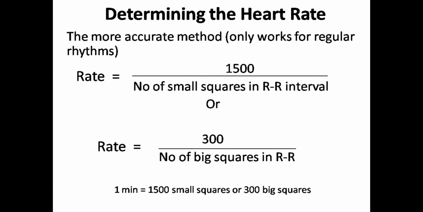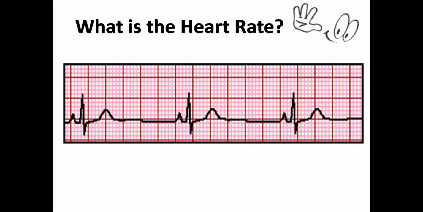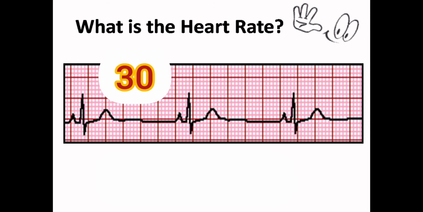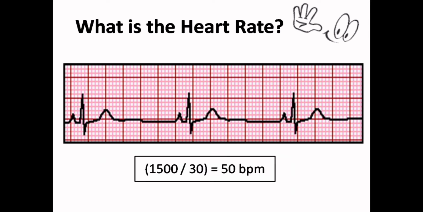So let's move on and do it practically. Let's see what the heart rate is here. We have an R interval and an R interval, so we have to count the number of small squares. We have 1, 5, 10, 15, 20, 25, 26, 27, 28, 29 and 30. So we have 30 small squares, and 1500 divided by 30 is equal to 50 beats per minute.